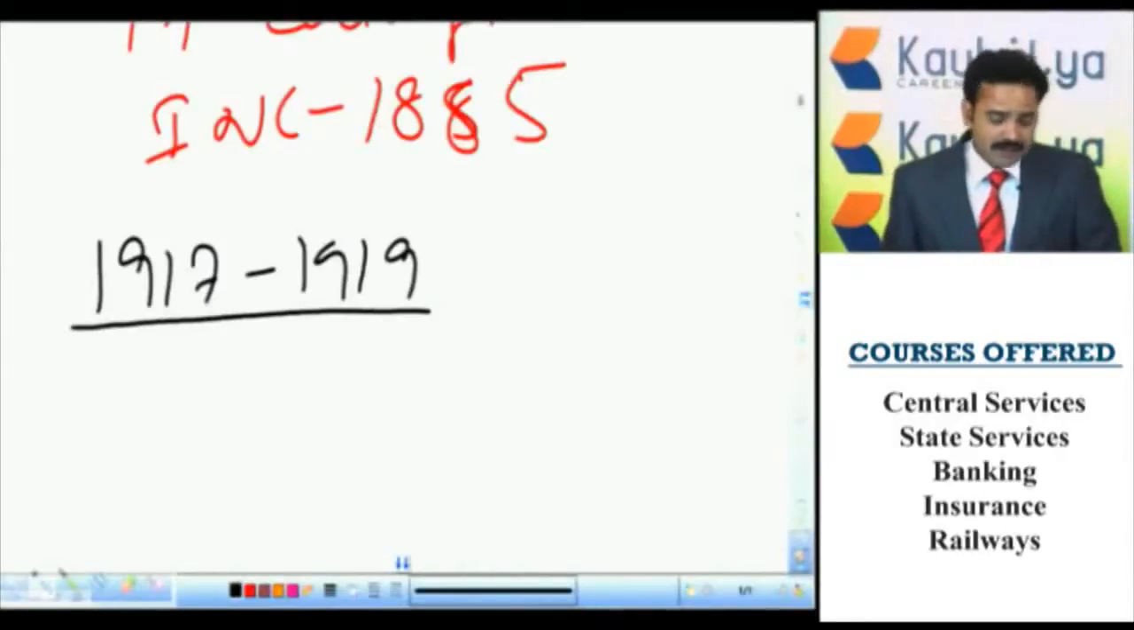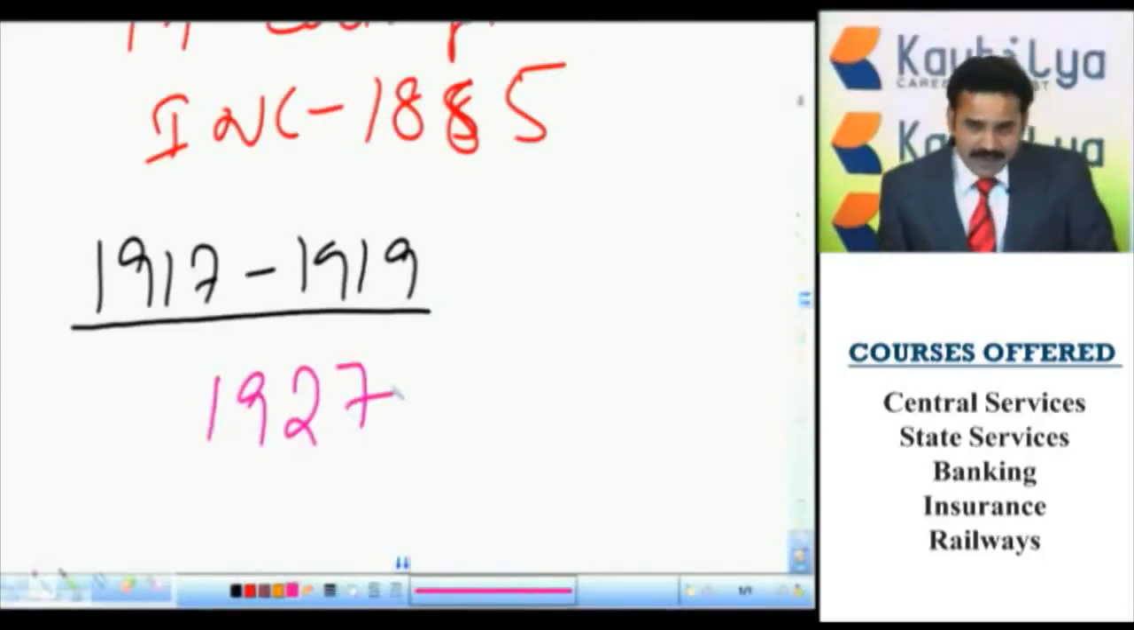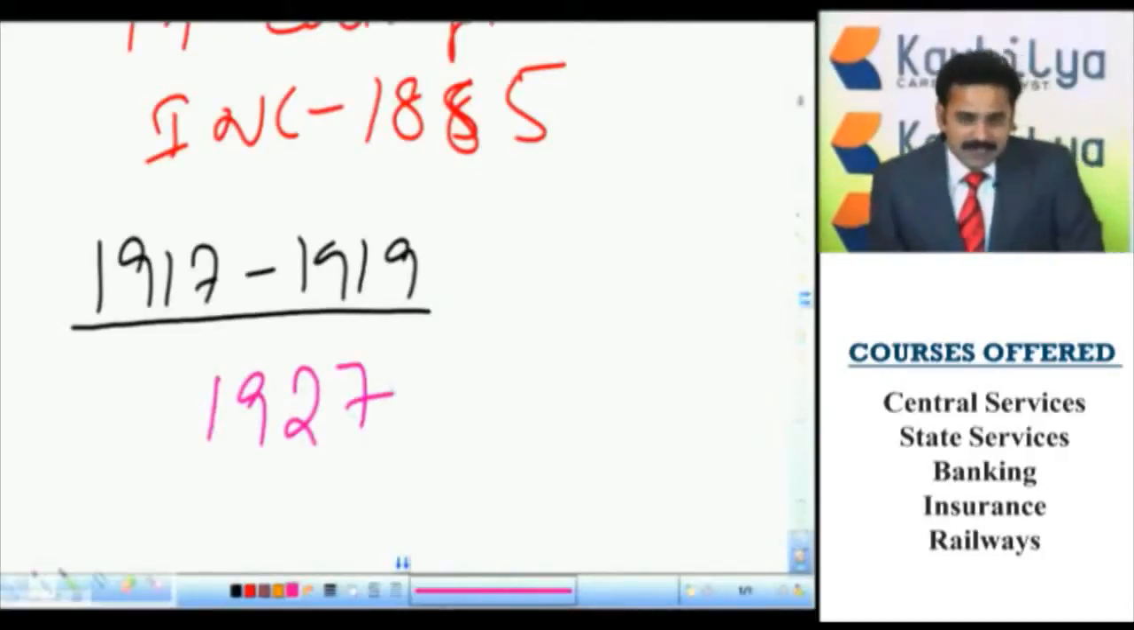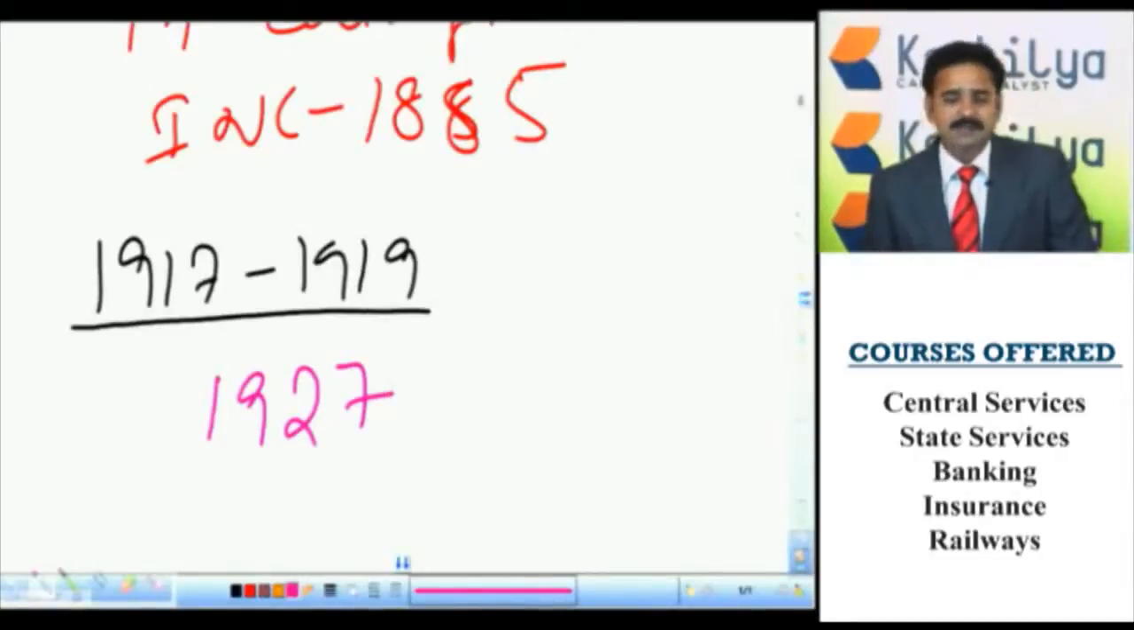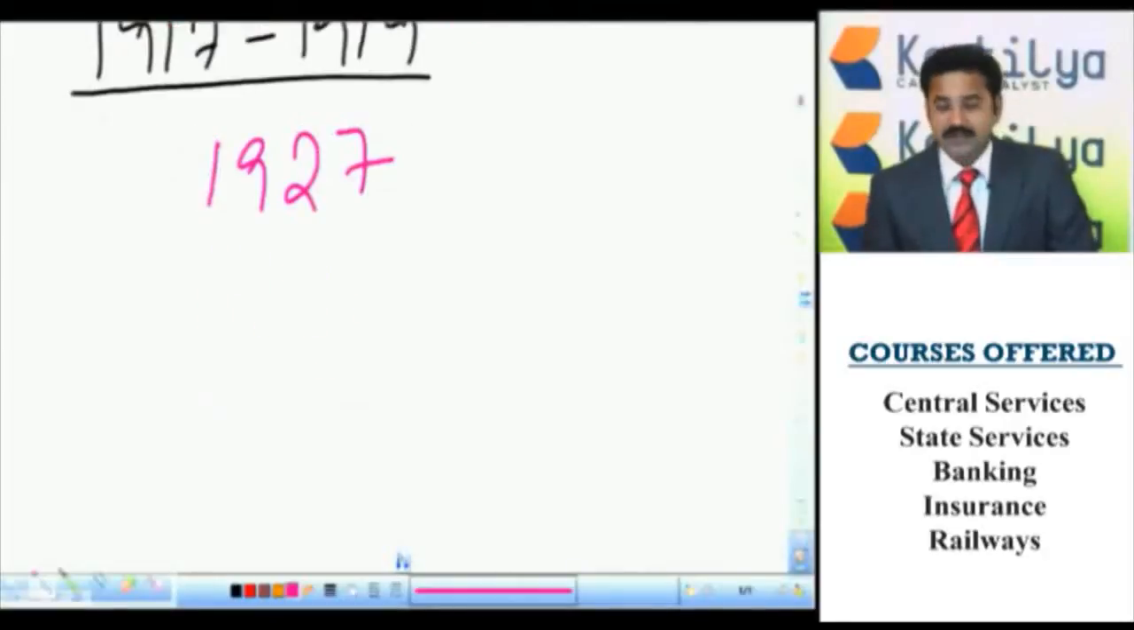And after that, the Congress party passed a resolution in the year 1927, which declared that the basis of the future Indian constitution must be a declaration of fundamental rights. These were the historical demands made by the Indian National Congress leaders regarding the fundamental rights. Let us try to understand the definition of right. What is meant by right? Why are they called fundamental rights?